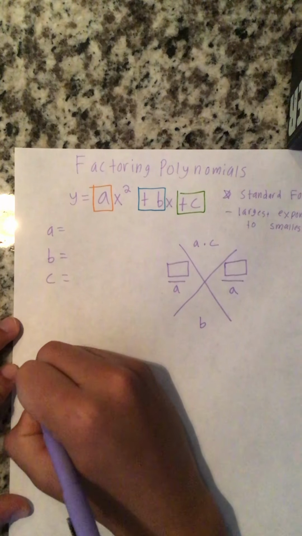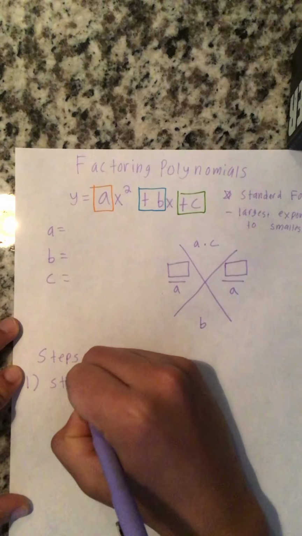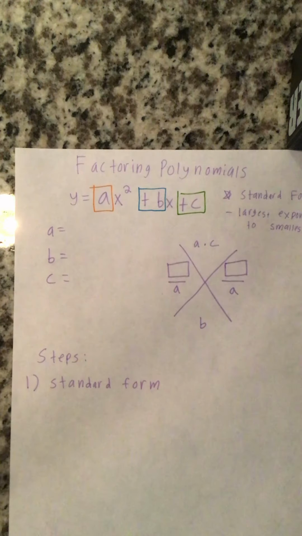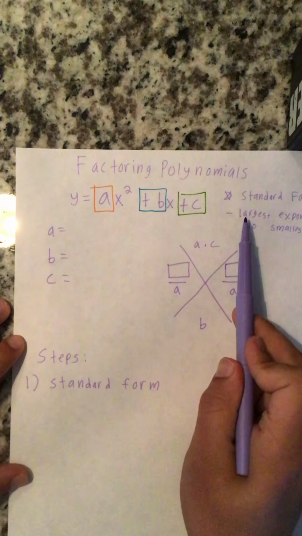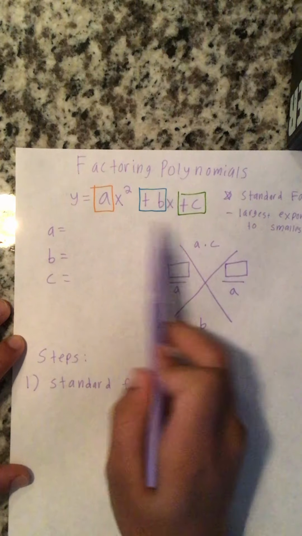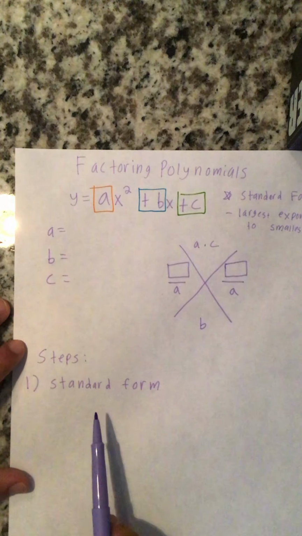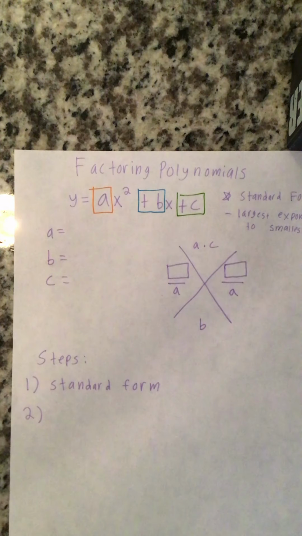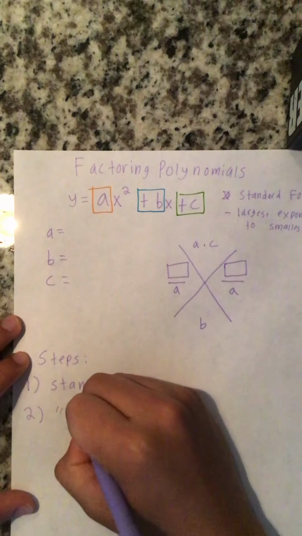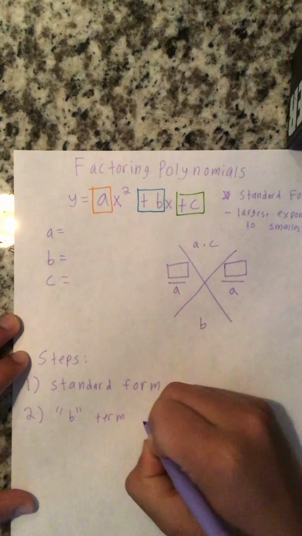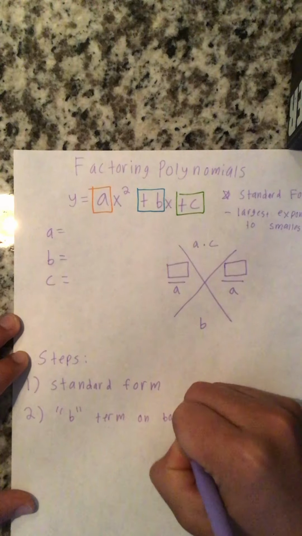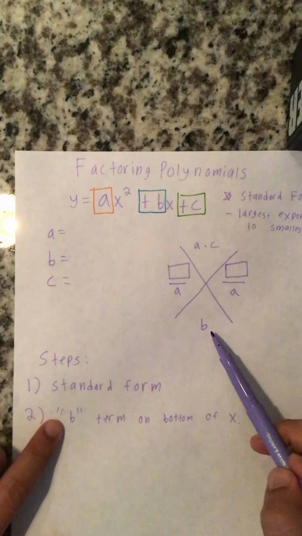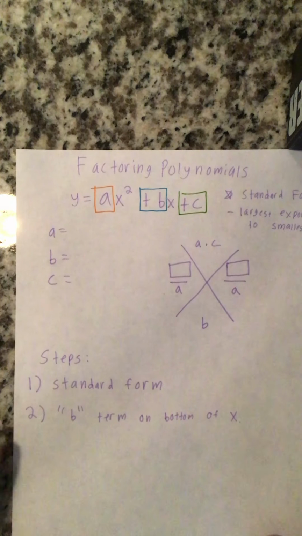Okay, step 1 is we're just gonna write standard form, okay? That just means we need to make sure our equation is in the proper standard form. So we need to make sure it's going from largest exponent to smallest, A, B, C. Ax squared plus bx plus c. That's the first step. Easy, we just check it. Step 2 is we're going to write our B term on the bottom of the x, okay? So whatever our B is, we're gonna plug that in right there at the bottom of the x. That's our second step, okay?